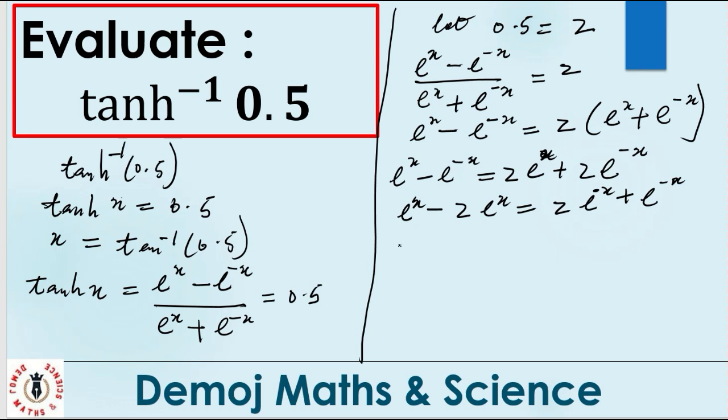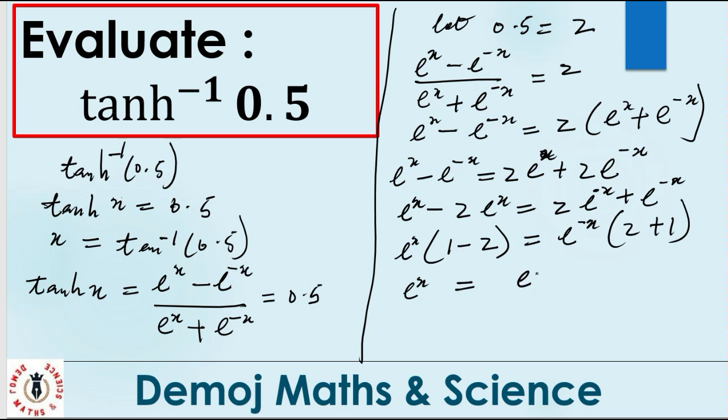So that now I can factorize. e raised to the power of x on the left side of the equation begins to look like 1 minus z equals e raised to the power of minus x into z plus 1. Now, I will be saying that e raised to the power of x will be equal to e raised to the power of minus x, which you can rewrite as 1 over e raised to the power of x, into 1 plus z over 1 minus z. I just want to make it look alike.